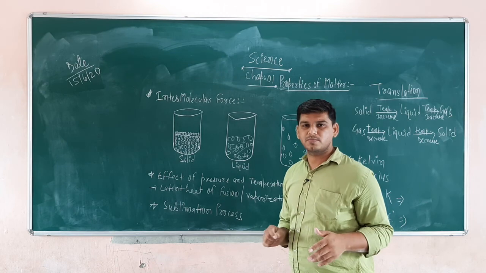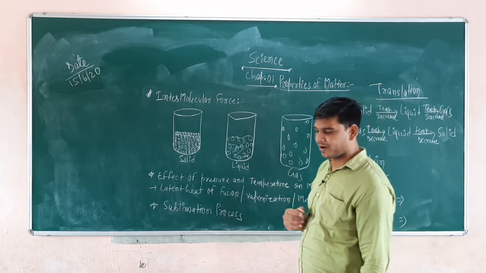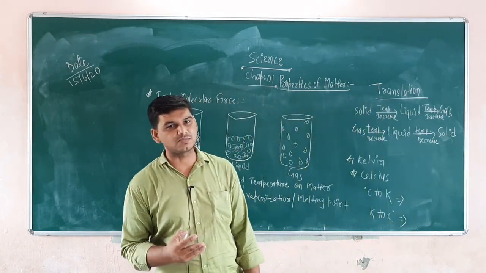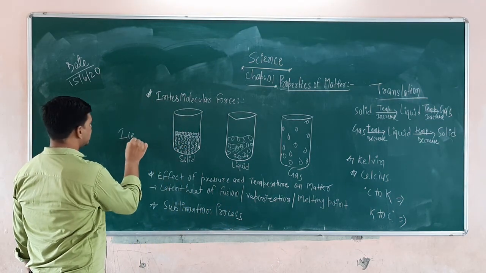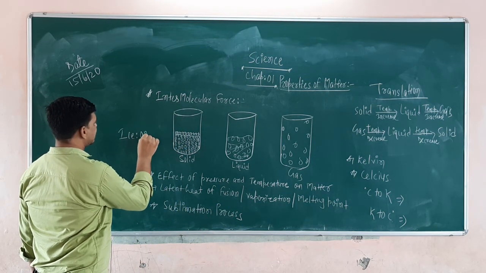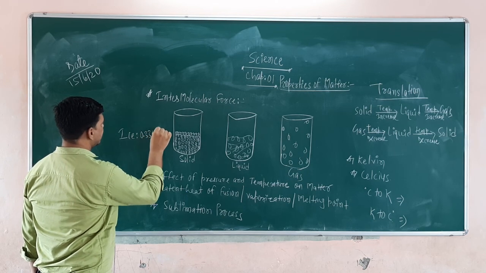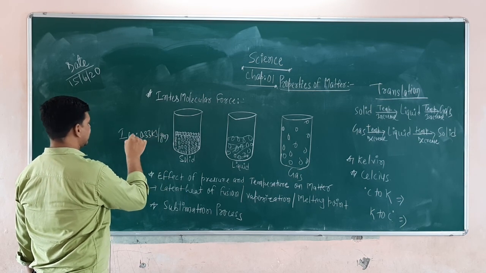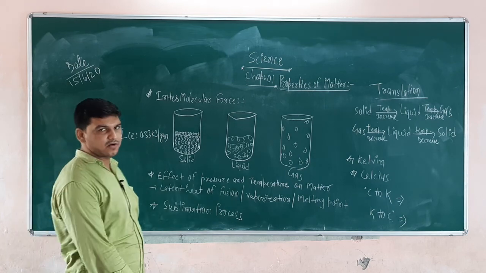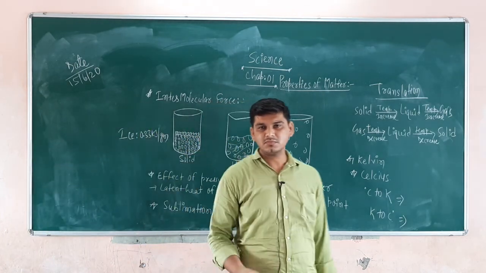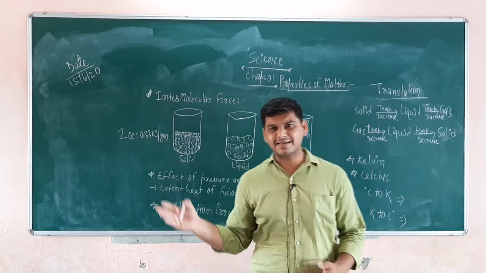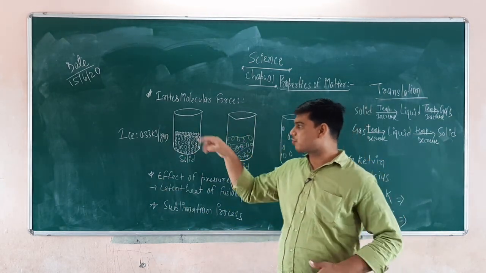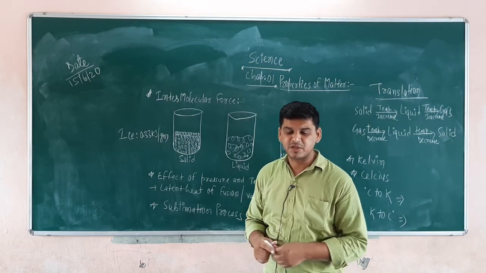Generally, the latent heat of fusion of ice is 0.33 kilojoules per gram. We measure the latent heat of fusion of ice as 0.33 kilojoules per gram. Okay. So that is generally the latent heat of fusion at the melting point. We are discussing the melting point of ice, and the latent heat of fusion is 0.33 kilojoules per gram.